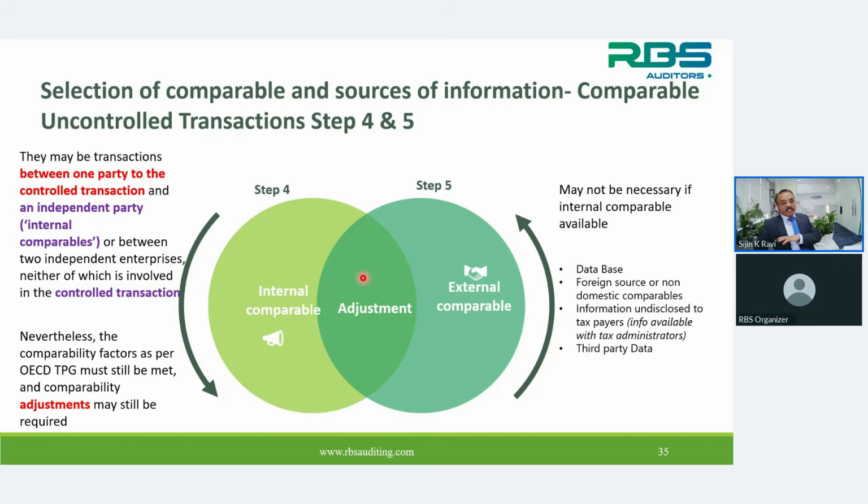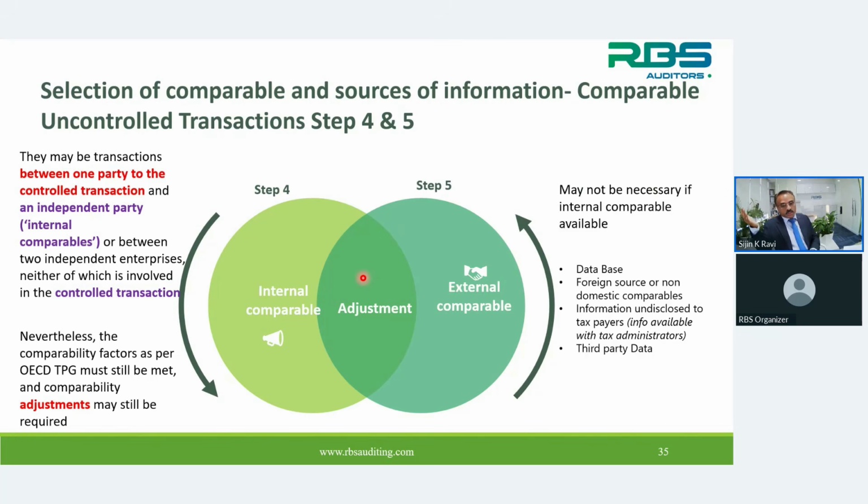If it is an external comparable, it means you don't have any comparison for the related party transaction. You cannot compare with another uncontrolled transaction. In that case, you have to go with external comparable. External comparable means a database. You have to see the database from the portal. Different portals will be there.